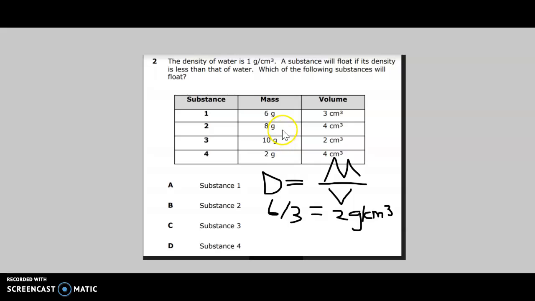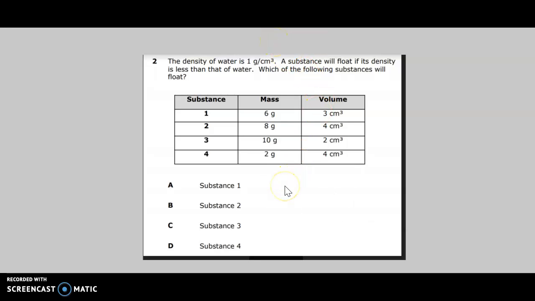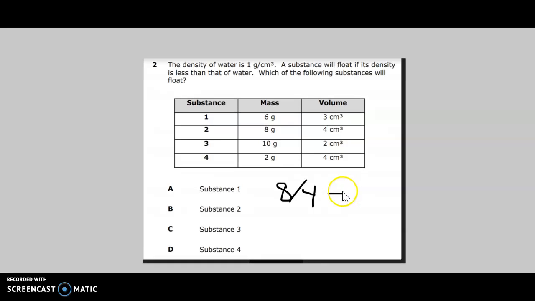So now you have to go on to our next one. We need to see, is that going to be less than 1? So you would take your 8 and you would need to divide that by your 4. And that's going to equal 2 again.